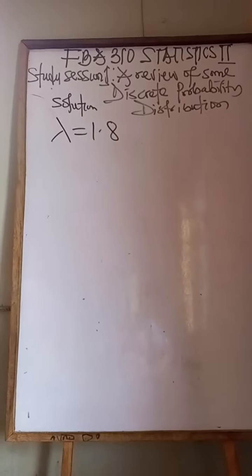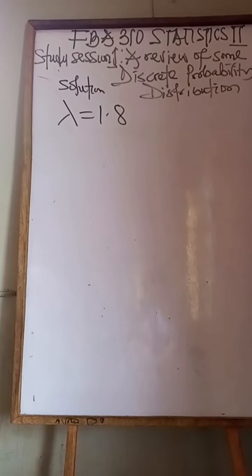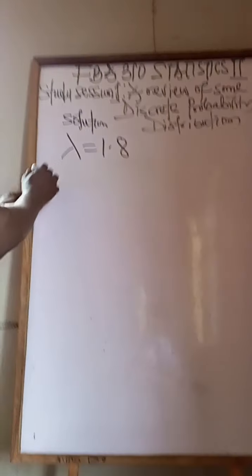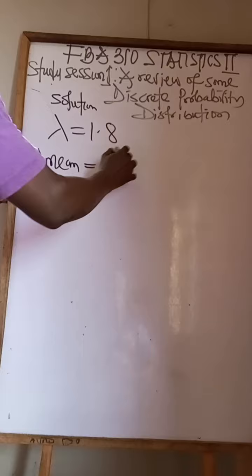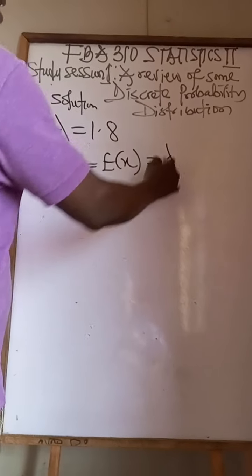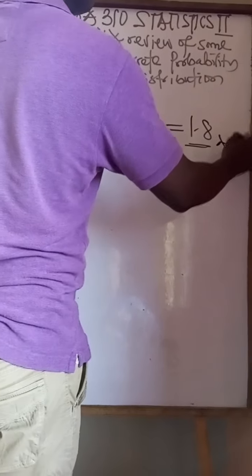If you have to find the mean, that's the first question. The mean of the random variable x. Don't forget I told us that our mean, for the first question, our mean which has the symbol E of x equals lambda. And what's our lambda? Our lambda is 1.8. That's the answer.